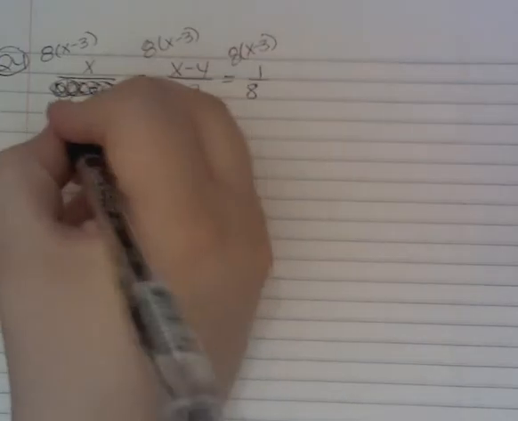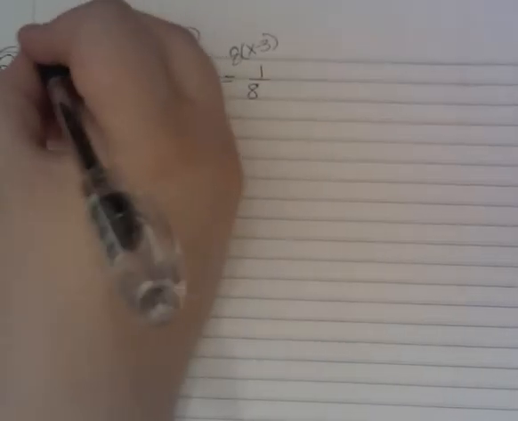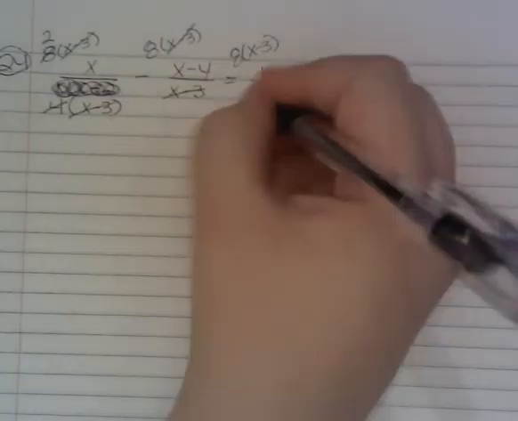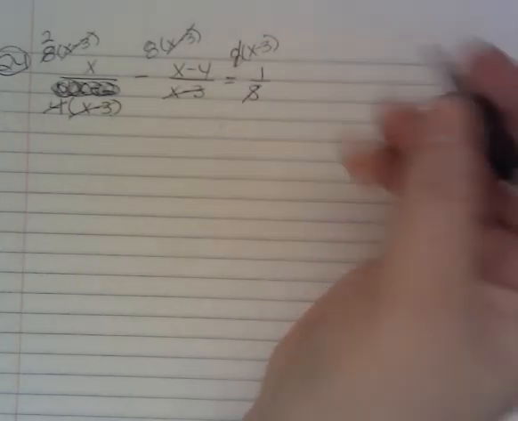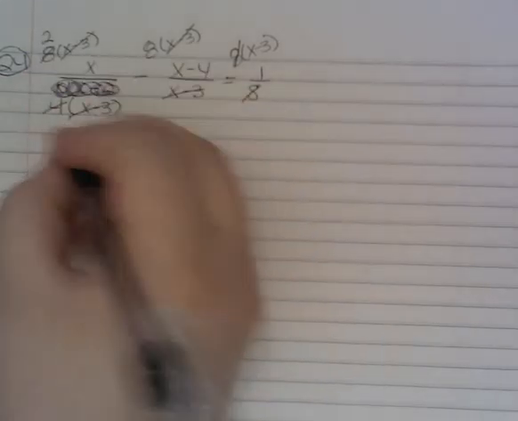So my x minus 3's cancel, and 4 goes into 8 2 times. X minus 3's cancel here, and my 8's cancel here. This is a prime example of why I do not recommend distributing first. 2 times x gives me a 2x.